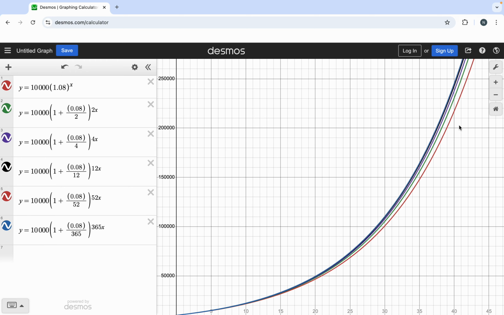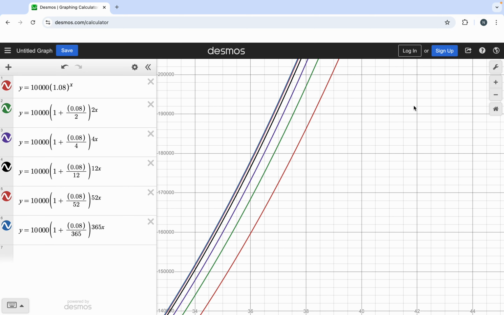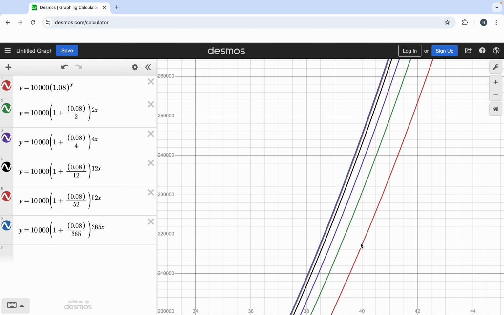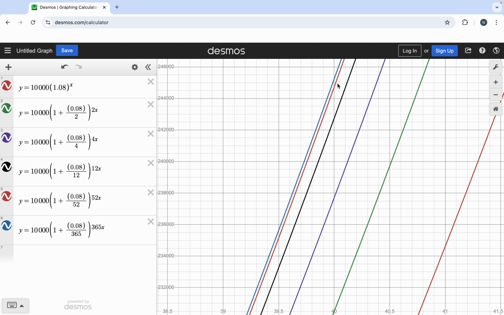And you can see that changing from, where are we here, at 40 years? Changing from once a year to twice a year was a big change. And then it's not as much of a change going to daily. There's something called continuous compounding. Look at the difference between weeks and days. It's hardly anything. But I mean, after 40 years, you're talking about, let's see if we can compare all these.